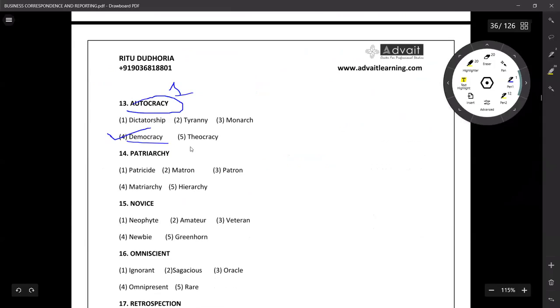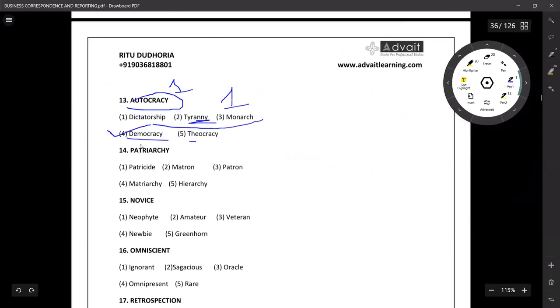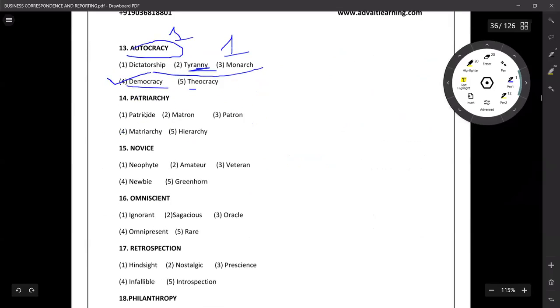Correct? Theocracy is for religion, dictatorship, monarch, tyranny. All of this is again one-man rule. Remember, Hitler is a tyrant. Okay. Patriarchy. I don't need to tell you. You will tell me. Come on. Patriarchy. Patri, male. Good. Matriarchy, female. Guys, what is patricide?